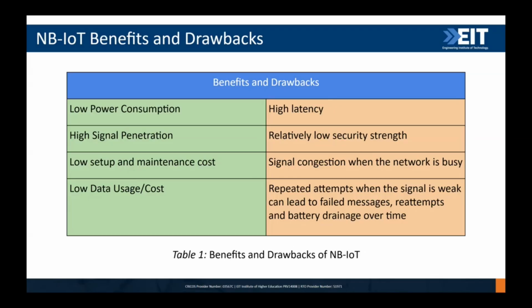Relatively low security strength means we have to ensure that we integrate some other forms of protection when sending the signal or encrypting the signal, or whenever we're sharing it in the cloud, to ensure that our data is safe. Signal congestion when the network is busy can be a problem, and repeated attempts when the signal is weak can lead to failed messages, reattempts, and over time it will drain the battery.